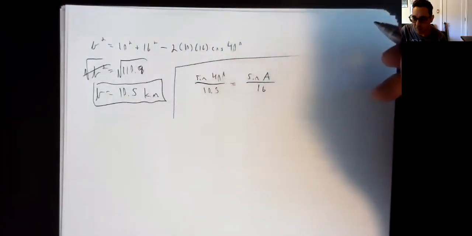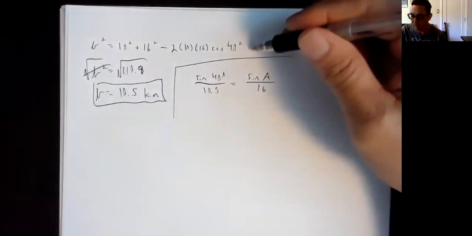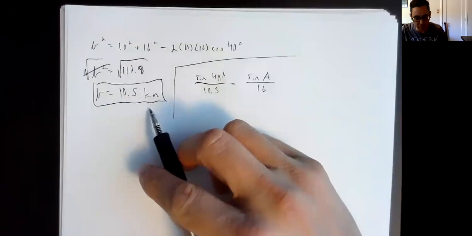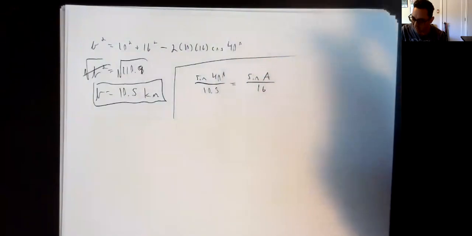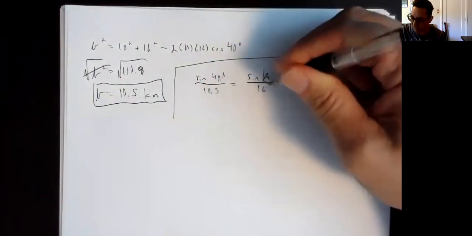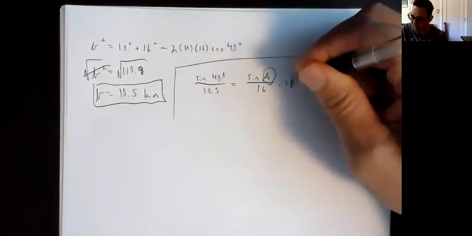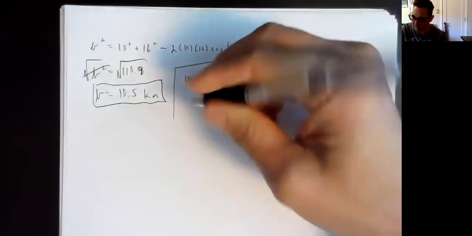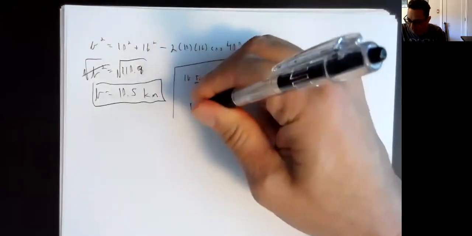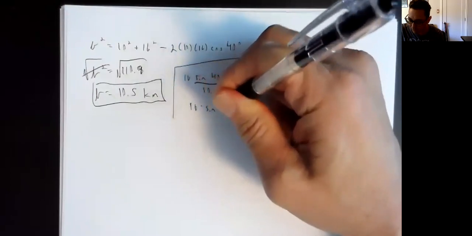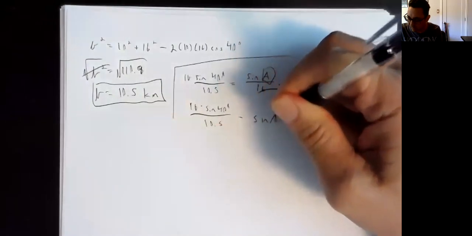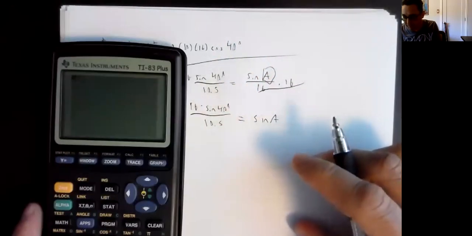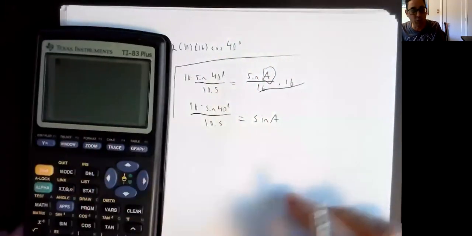So now that you know both rules, usually you only use the law of cosines once to get you started. And then once you get that first missing piece, you can usually just finish it up with the law of sines. All right. So I'm going to solve for A. I'm going to multiply both sides by 16. So I get 16 times the sine of 40 degrees over 10.5 equals the sine of A. Now I got to get out my calculator and actually work all that out.